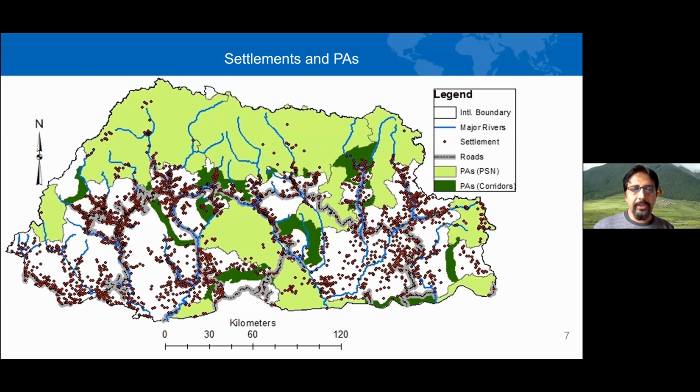And in this map, if you see, the red dots are the settlements, and you can see that the settlements are located inside protected areas and outside protected areas, because local people are allowed to live inside the protected areas. This is very important because the rules and regulations sometimes applied in the protected areas and outside of the protected areas are different. So people who are living inside and outside would be affected a little differently.